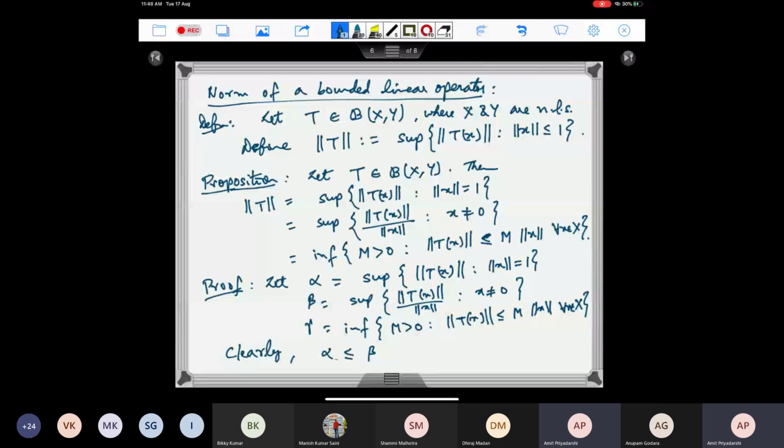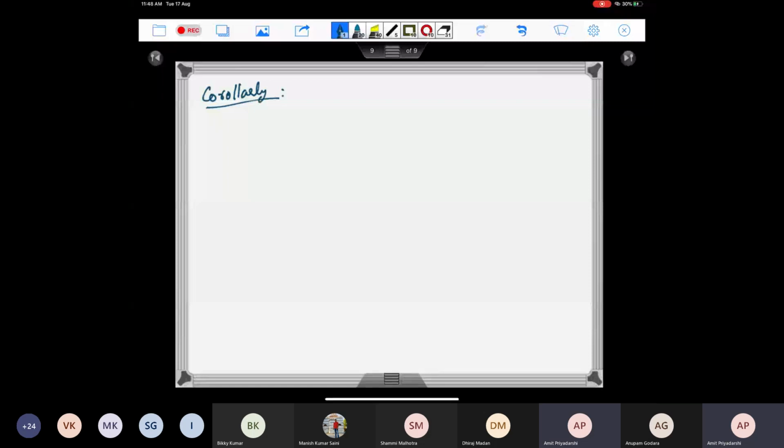So we also get as a corollary, if T is any bounded linear operator from X to Y, then norm of Tx will be less than equal to norm T times norm x for all x in X. Right? So this is because for x equal to 0, of course this is true, and if x is non-zero, then norm T is nothing but the supremum of norm Tx by norm x. So it is less than equal to norm T. So we get this.